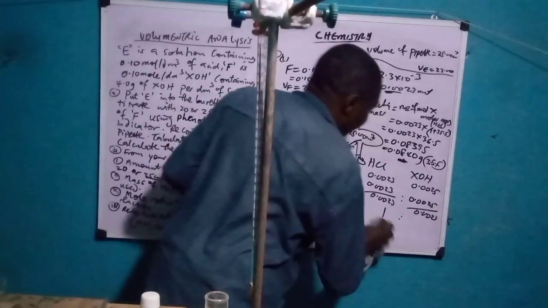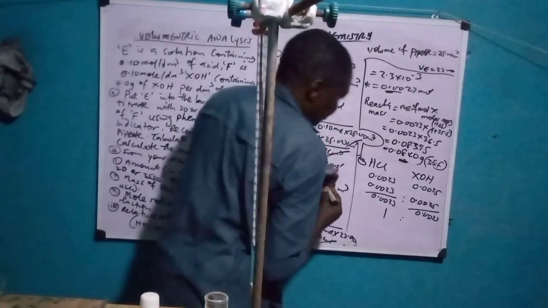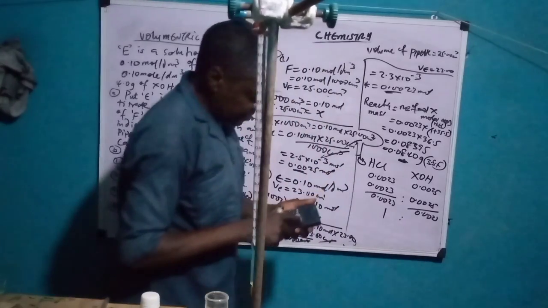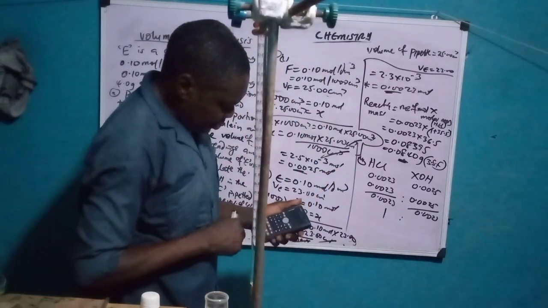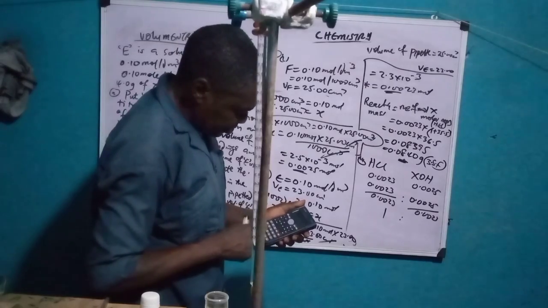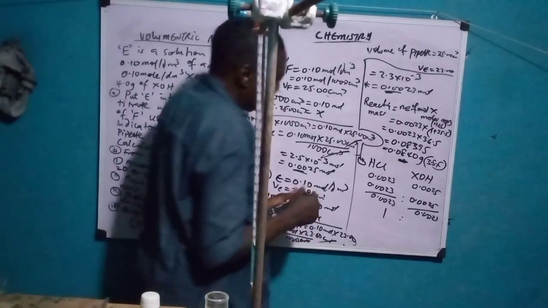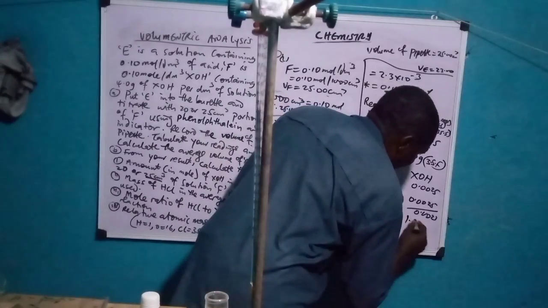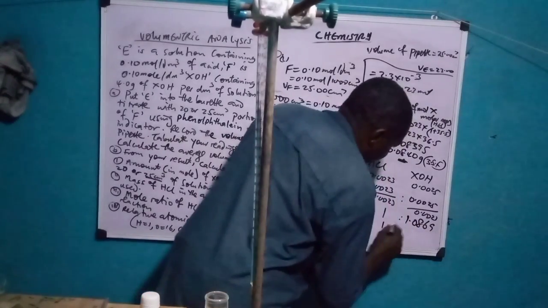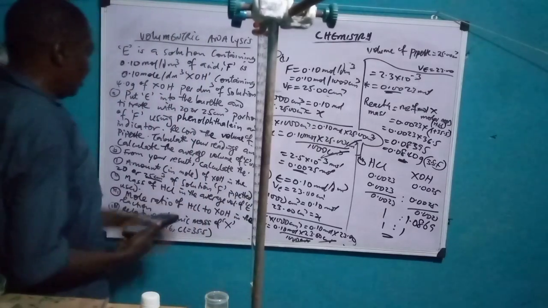So we can remove this one now since we don't need it again. It now becomes 0.0025 divided by 0.0023, which gives you 1.0869. That is 1 ratio 1. So that's the mole ratio of HCl to SOH.